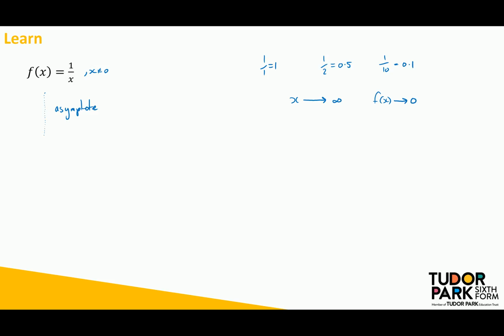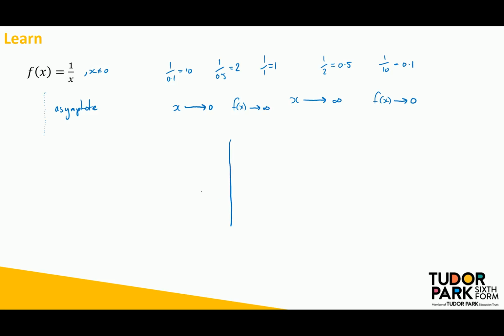Now I can work that argument round the other way by making x very, very small. So if I take x to be 0.5, then I'm going to get 2. If I take x to be 0.1, then I'm going to get 10. And this time, if x tends towards 0, the closer x gets to being 0, then the larger my function gets. Then f of x tends towards infinity.